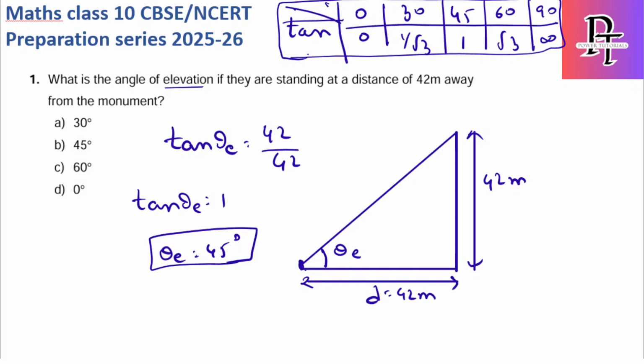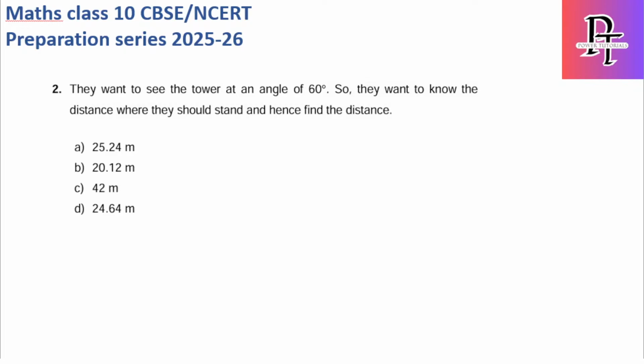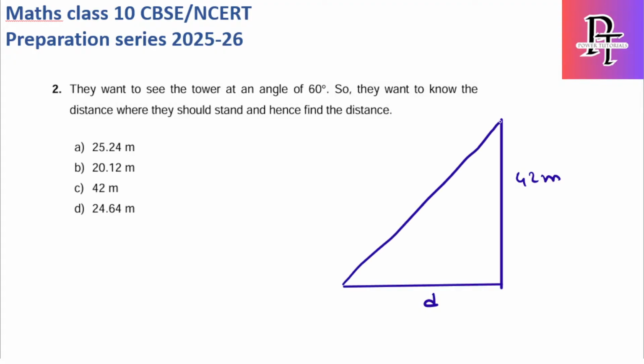Okay, now let's move to the second question. I want to see the tower at an angle of 60 degrees. So they want to know the distance where they should stand and hence find the distance. So again, similar question. First, the height of the gate we already know, which is 42 meters, and then they need to find the distance now, but they know the angle, so this I'll write as D. The angle they have provided is 60 degrees. As I told you, every time they'll provide you two things, you need to get the third value. So here angle and height they have provided, they're asking distance.